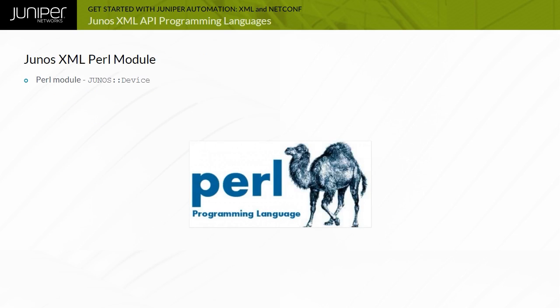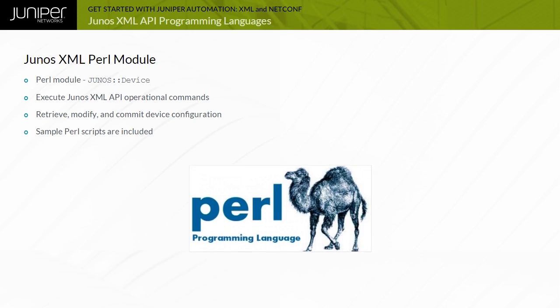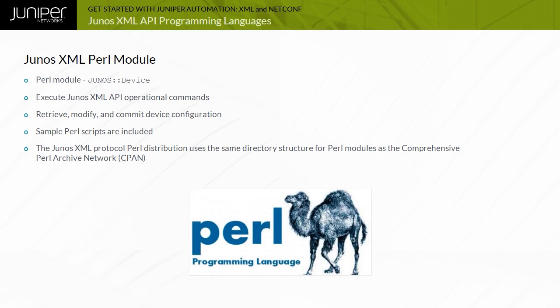Juniper Networks provides a Perl module, JUNOS::Device, to help you quickly and easily develop custom Perl scripts for configuring and monitoring the Junos OS. The module implements a Junos Device object that client applications can use to communicate with the Junos XML protocol server. The Perl distribution includes several sample Perl scripts that illustrate how to use the module to perform various functions. The Junos XML protocol Perl distribution uses the same directory structure for Perl modules as the Comprehensive Perl Archive Network, or CPAN.